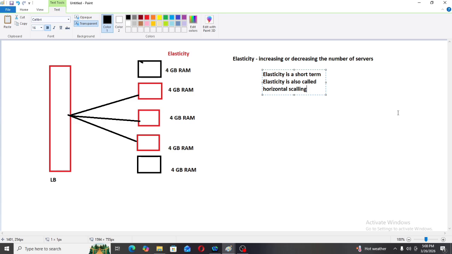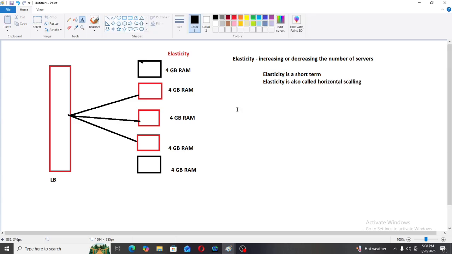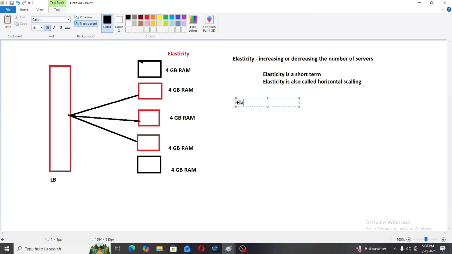Now the question is, how do we achieve elasticity in AWS? Elasticity is achieved in AWS using auto scaling.